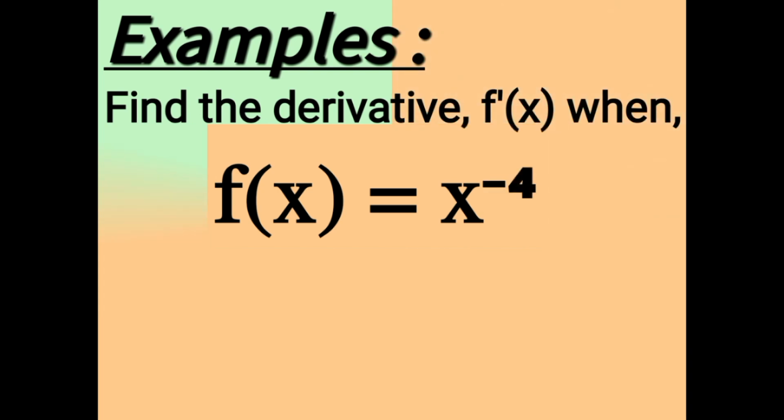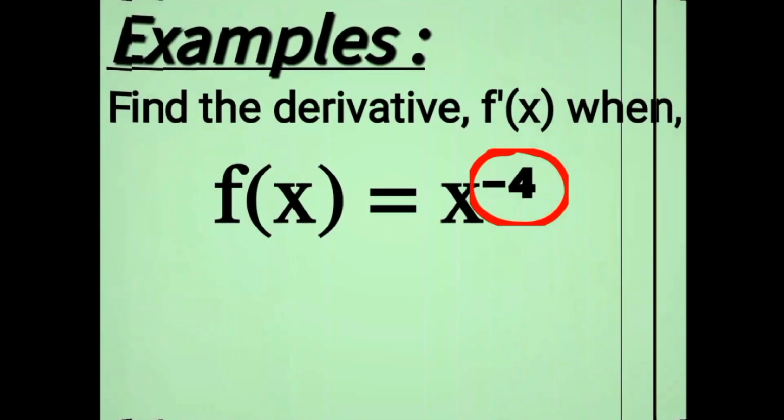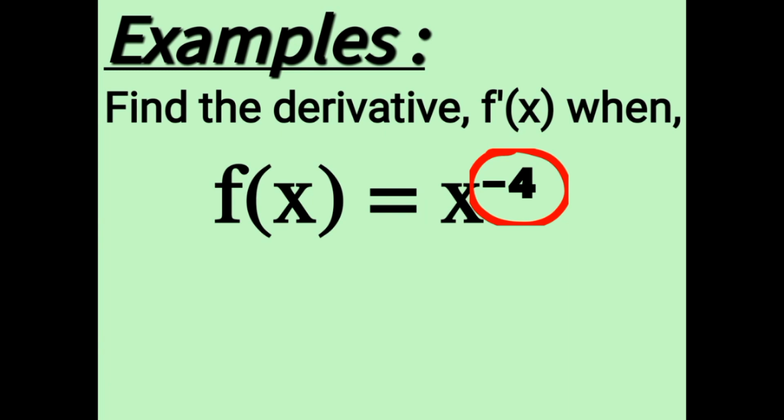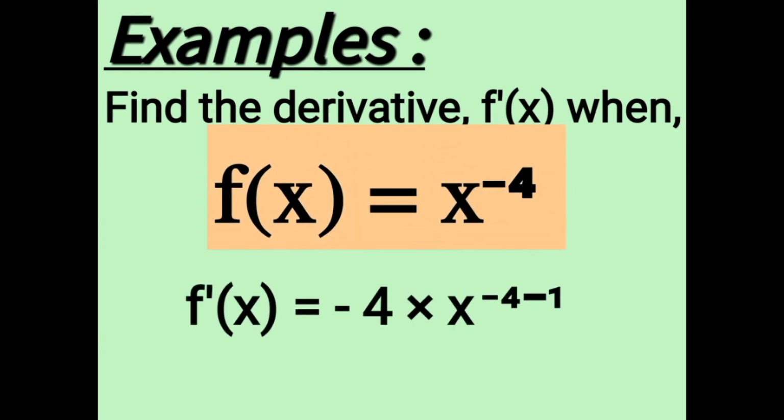Now, f(x) equals x to the power minus 4. So, we multiply by the power minus 4 and subtract 1 from the power. Then, f dash x equals minus 4 times x to the power minus 4 minus 1, equals minus 4 times x to the power minus 5, equals minus 4x to the power minus 5.